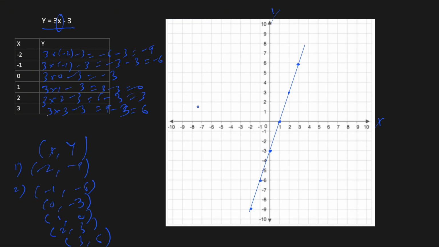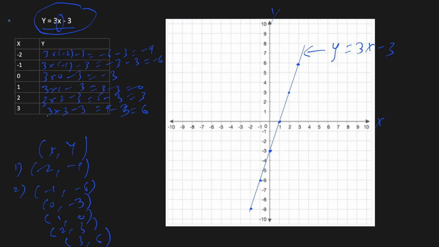Okay. So we plotted all the dots first, x comma y, and then we drew a line that passes through each of these points. So this line has an equation of y equals 3x minus 3, which is the same as this. So this is how we make a graph using an equation.